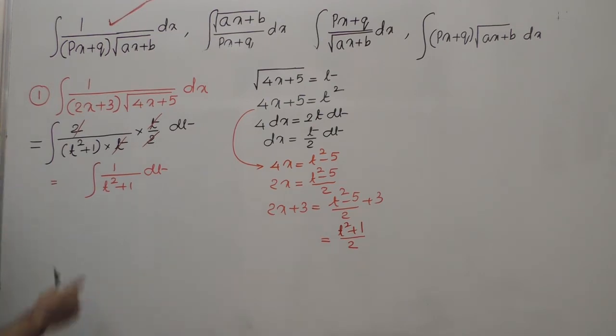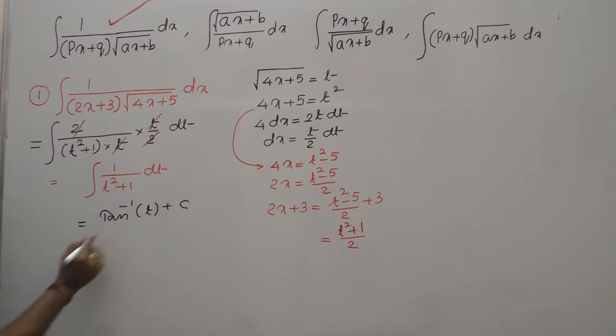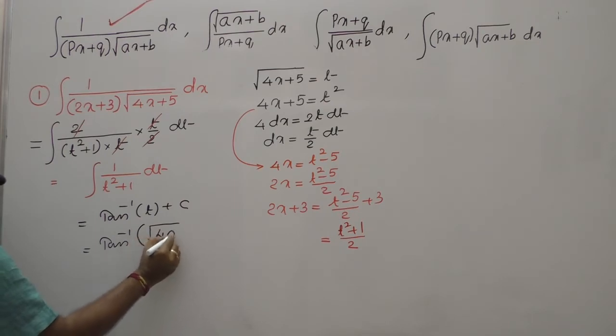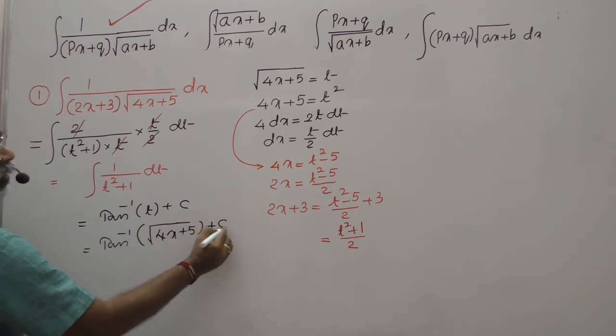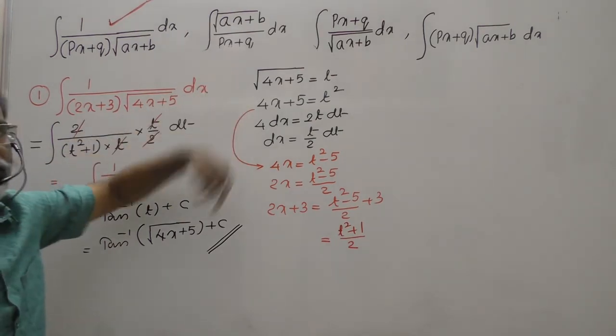It is one among our 47 formulas. Very simple. It is 1 by (1 plus x square), or 1 by (x square plus 1). It has a standard integral. What is it? It is tan inverse of t. That's all, plus c. Therefore, tan inverse of t, but t is not given in the question. Replace it by x. According to that substitution, what is t? It is root over 4x plus 5, plus c. This is the answer. For all the 4 models, this is the procedure.